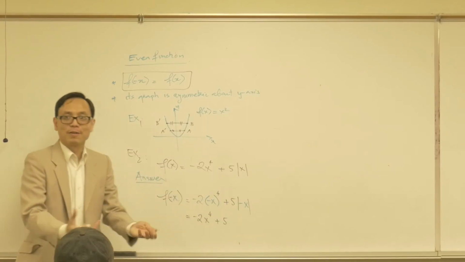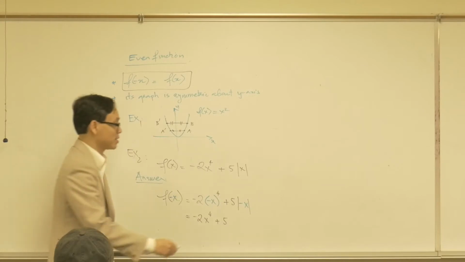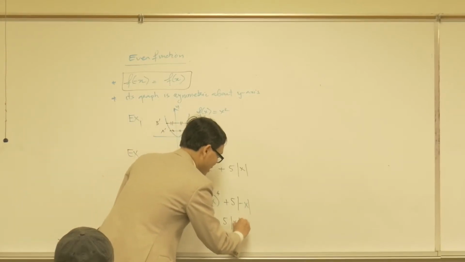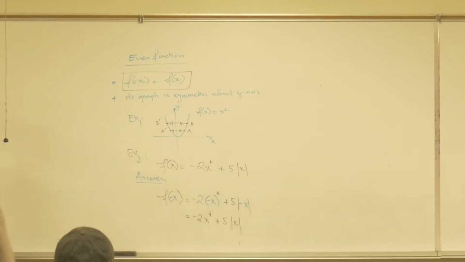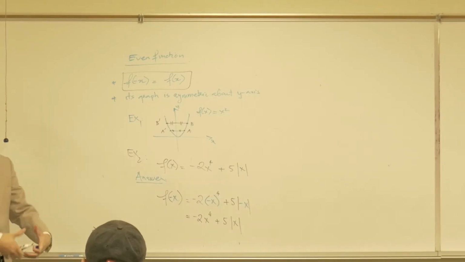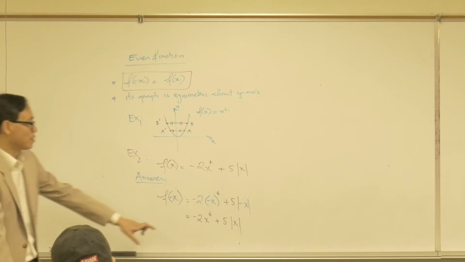But for the x, we don't know the value. So the absolute value of negative x is still the absolute value of x, because we don't know the x. If we know x is 5, then we know the absolute value of 5 is 5. But right now we don't know the x value.